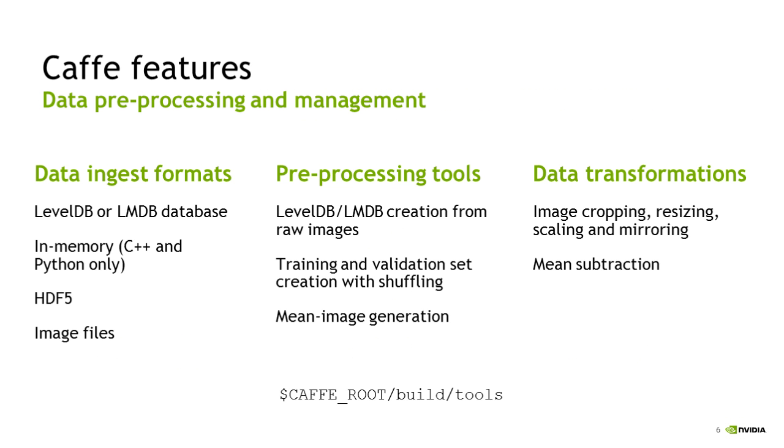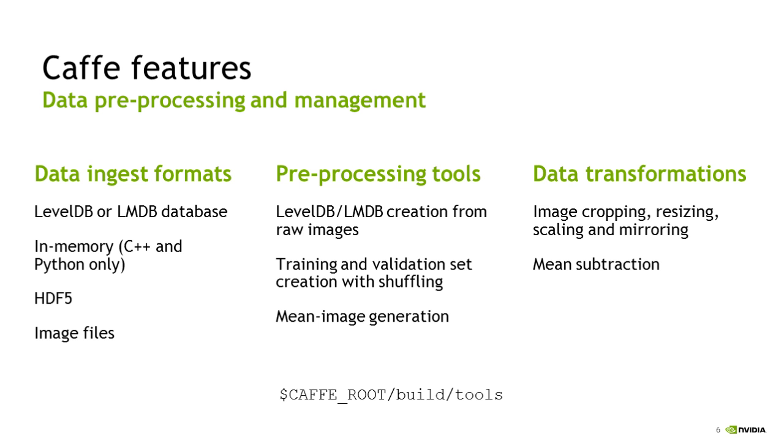So the first set of features are the data preprocessing and data management features. Caffe can ingest data in a number of formats. There are these LevelDB and LMDB databases, which are in some sense the preferred format because they provide very efficient loading of data into the network.